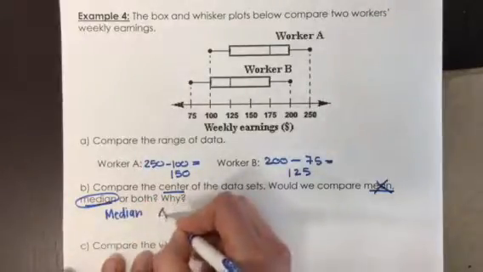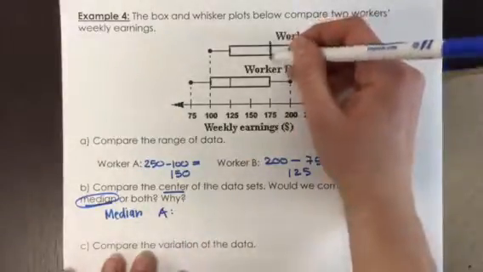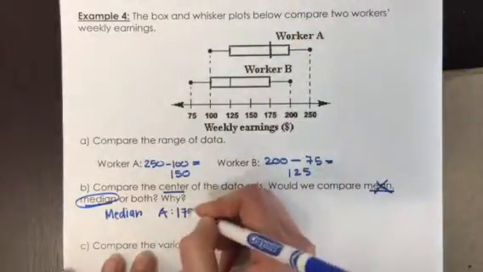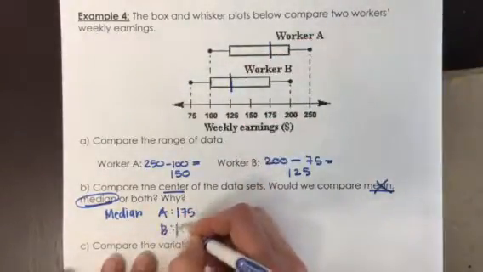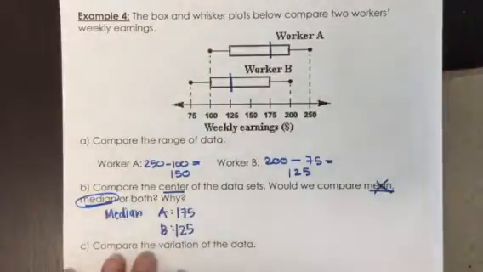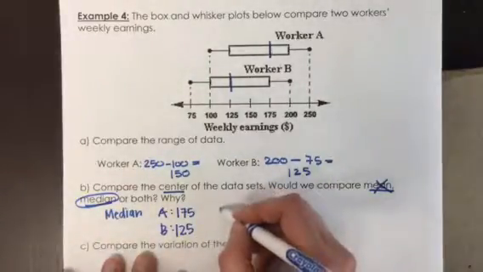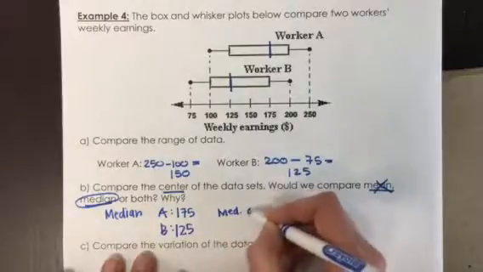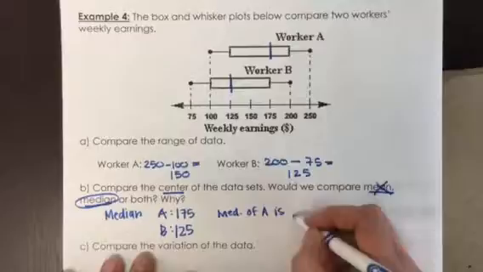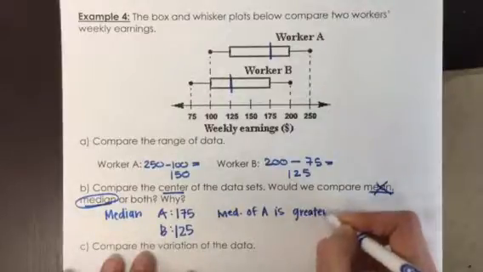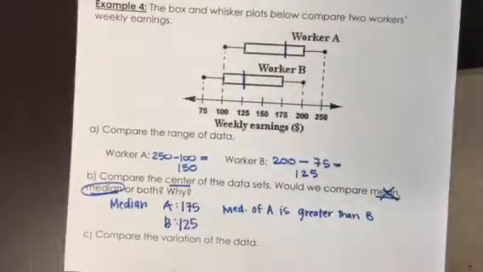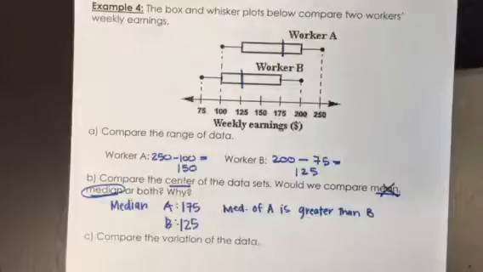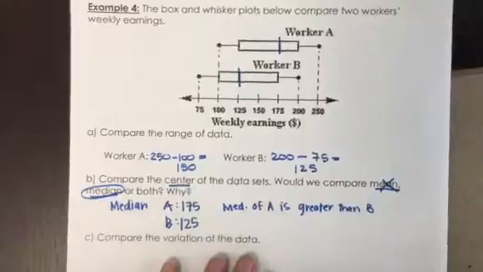If we look at the median for worker A, that's going to be the middle line of our box. It's at 175. If we look at the middle part of our box for worker B, we're at 125. So when it asks you to compare, you simply have to state which one's greater. We could say the median of A is greater than B. The other option would be to say that B is smaller than A. You're going to use one of your inequalities: smaller than, less than, or greater than, larger than, or equal to.